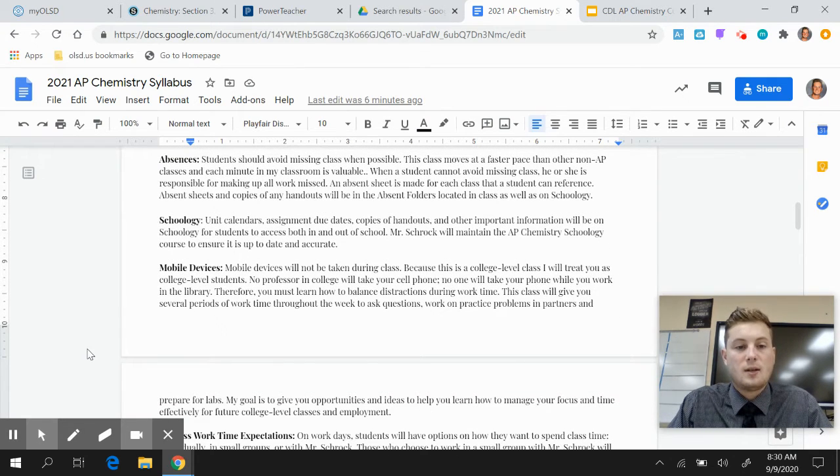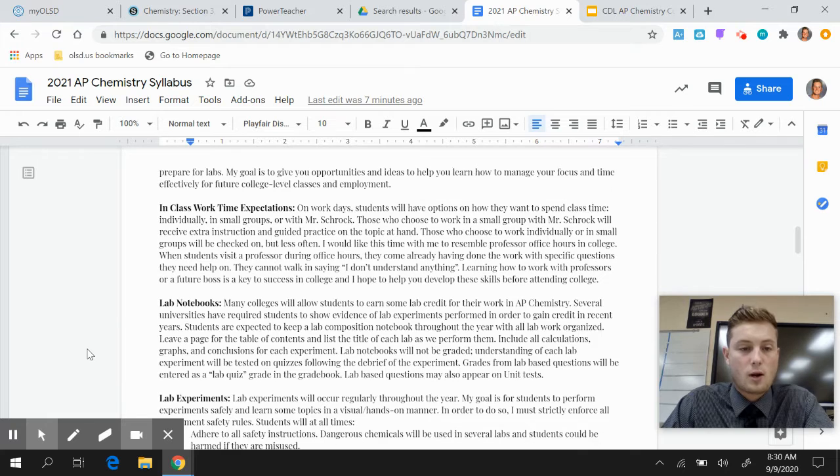Mobile devices. I'm not going to take devices, but obviously, I would like them not to be on their cell phone. But, like I said, I'll treat this as a college class. So if your student is on their phone and I'm doing a lecture that day or doing a lab, they're the ones missing out. So encourage your students not to be on their phones.